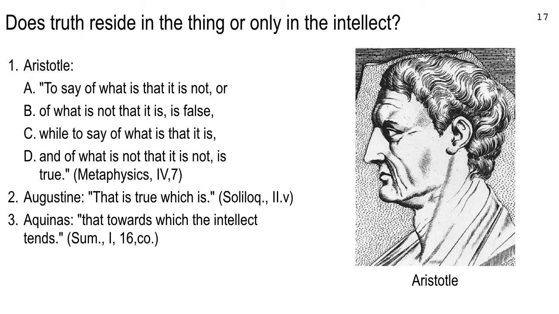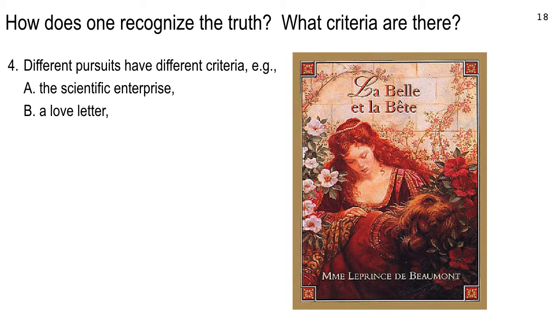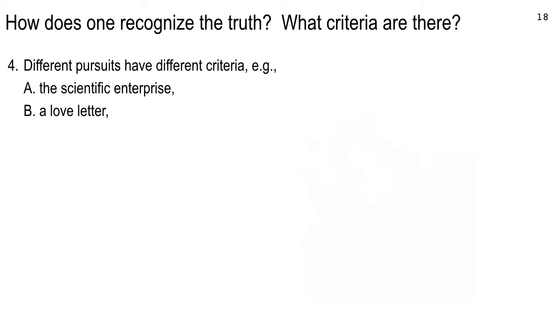And in every field of human endeavor, there can be different criteria of truth. Now, we're going to be talking about the scientific enterprise as begun by Galileo. But if you think about it, a love letter, you want to know that it's true. I mean, that's your sense. You don't want to be deceived. So if Belle is writing a letter to the beast, the beast wants to know if it's true.